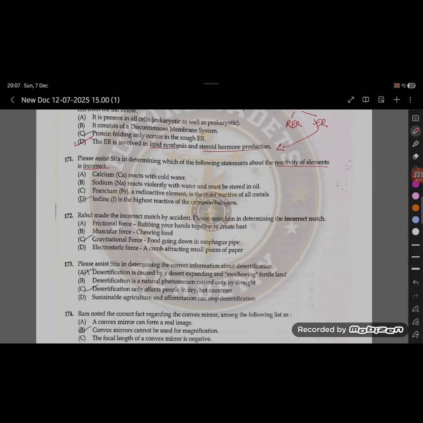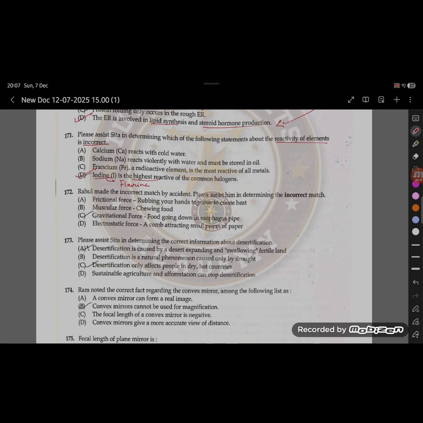The incorrect statement here is iodine, because the most reactive halogen is fluorine. It's not iodine. All other statements are correct. Okay. Now let's move into question number 172, which asks: Rahul made an incorrect match by accident. Please assist him in determining the incorrect match. So which one of the following is incorrectly matched?